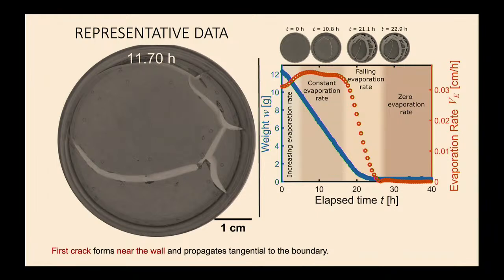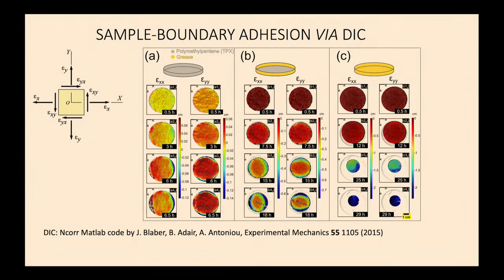So there is a constant evaporation rate zone, before which capillary pressures become huge and everything happens together and very fast. But all our data, including the formation of the first crack, happens here in the constant evaporation rate regime. This is really not terribly relevant anymore, but I'll just show you some experiments.